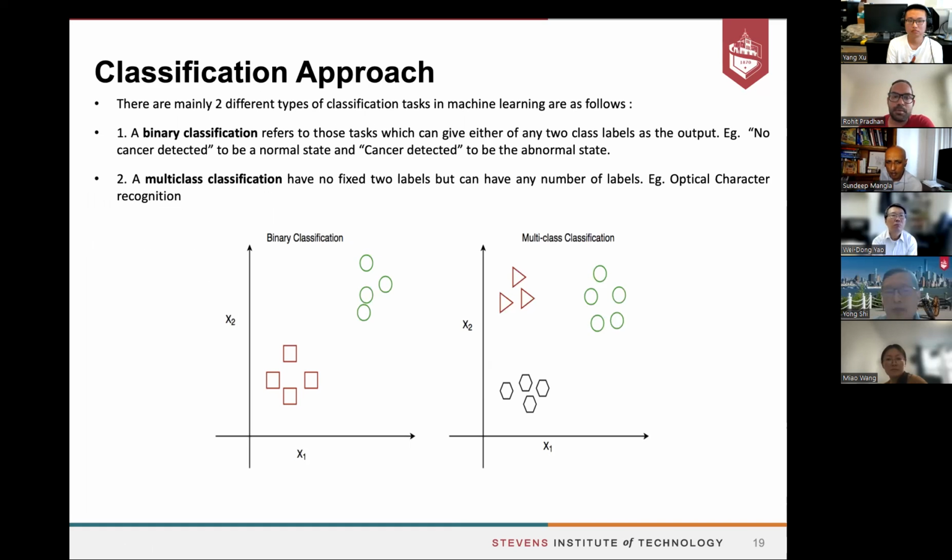So it depends on the type of problem; some would be simpler and need only two different classes. In this example, we can say that we have three classes: one is the circle, one is the hexagon, and one is the triangle. So it depends on the data which we have, how many classes we have.